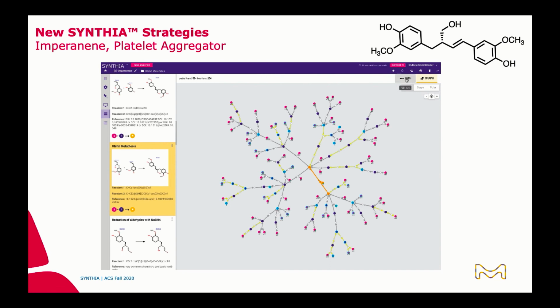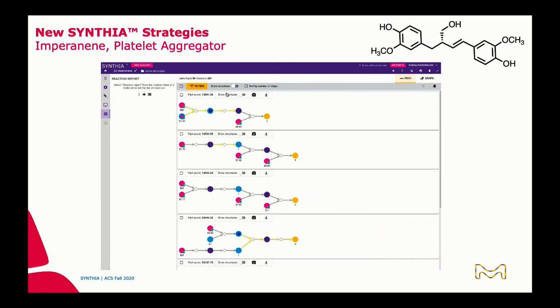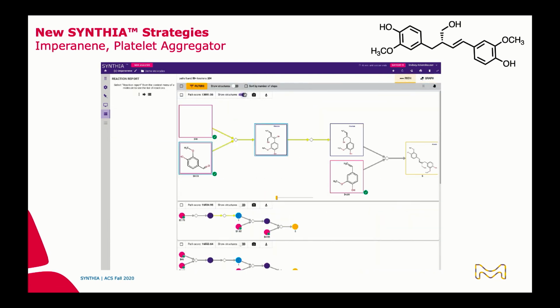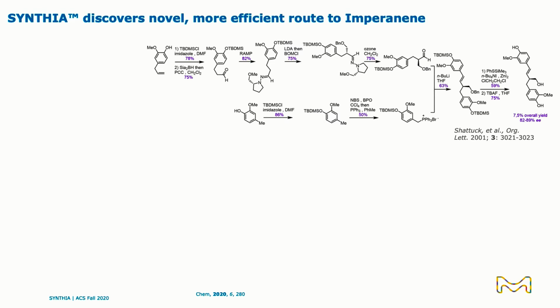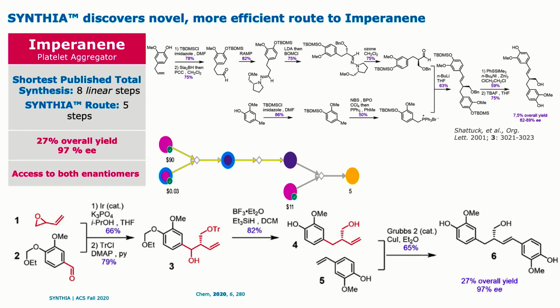Ultimately, the team identified the top scoring pathway within Synthia's results for Emperonine and were able to export that synthesis via PDF to get started with their benchtop execution. Up to this point, the shortest reported synthesis of Emperonine had been 8 linear steps as reported by Shattuck et al. in 2001. Synthia, however, had proposed a previously unreported pathway that included a new tactical combination or strategy that had been discovered by the computer.